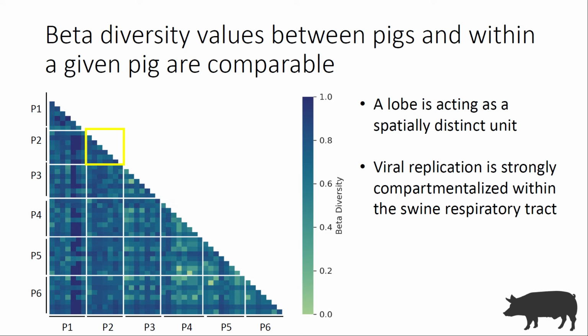Right? So the key point I want to raise then is that the results within a pig are pretty comparable to the results between pigs. So really underlining the point that a lobe is acting as a spatially distinct unit, and that viral replication within swine is highly compartmentalized.